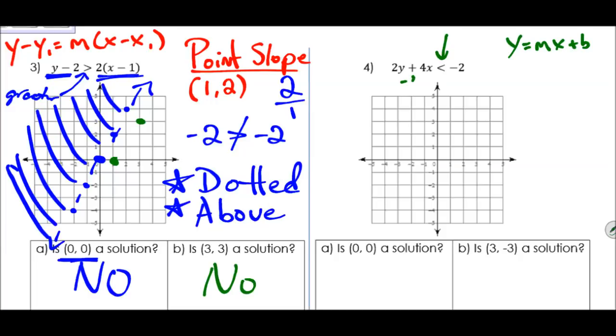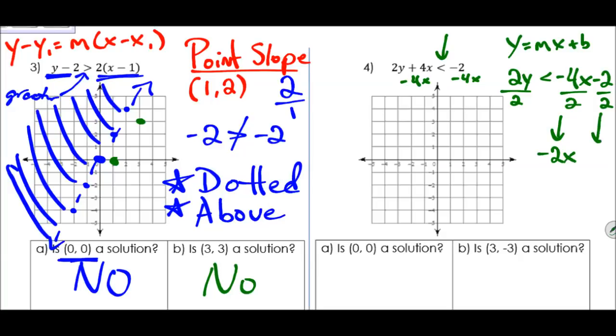So I'm going to try to get y by itself. My first step is subtracting 4x on both sides. That gives me 2y is less than negative 4x minus 2. So I'm almost done. I still have to get rid of that 2, so I'm going to divide by 2. When you divide by 2, you divide it into all the terms on the right side. Negative 4 divided by 2, that's negative 2x. And negative 2 divided by 2, that's negative 1. This just simplifies to just y.